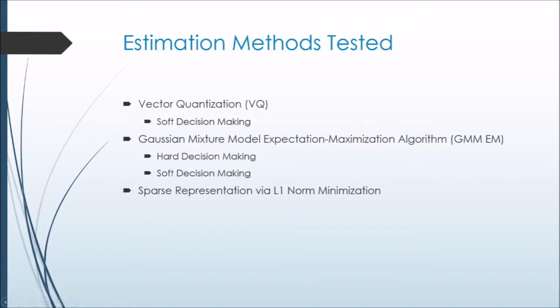For this clinic, we looked at vector quantization, or VQ, with soft decision making, a Gaussian mixture model with an expectation maximization algorithm called GMM-EM with hard and soft decision making, and sparse representation via L1 norm minimization. Soft and hard decision making: the difference is that with hard decision making you use the single best result, whereas with soft decision making you use multiple of the best results.